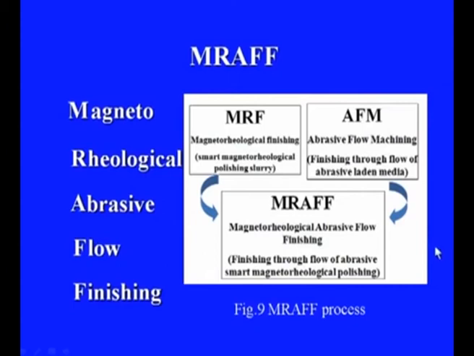Magnetorheological abrasive flow finishing. This is another hybridization in this abrasive flow machining family. In this process, a magnetically stiffened plug of magnetorheological fluid is extruded back and forth across the passages formed by workpiece and fixture. This we can see in this particular figure, where magnetorheological finishing and abrasive flow machining both are combined, that gives the magnetorheological abrasive flow finishing process.